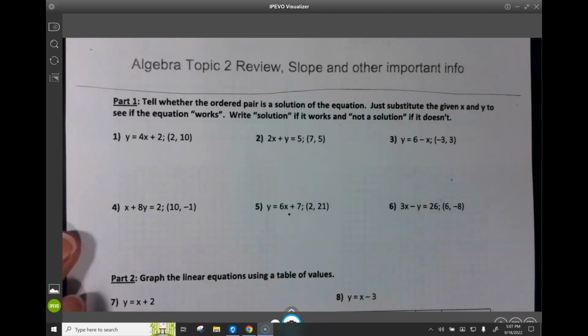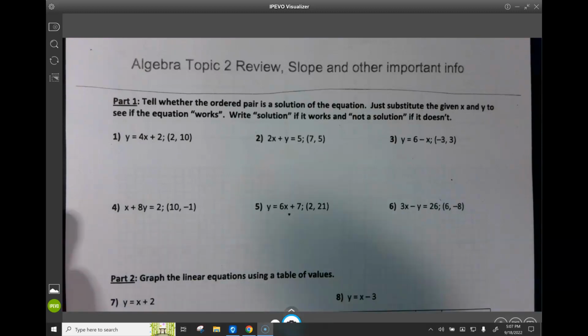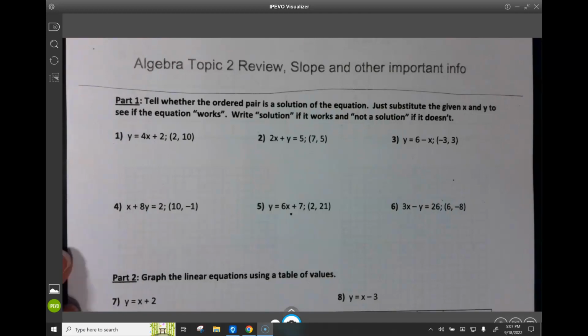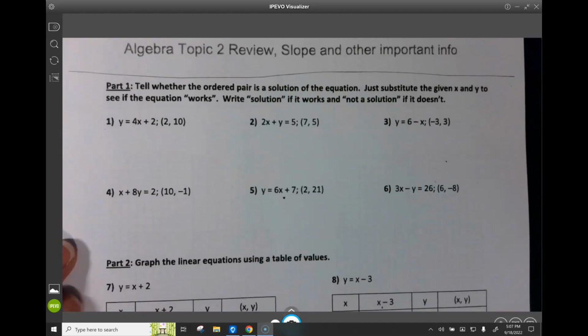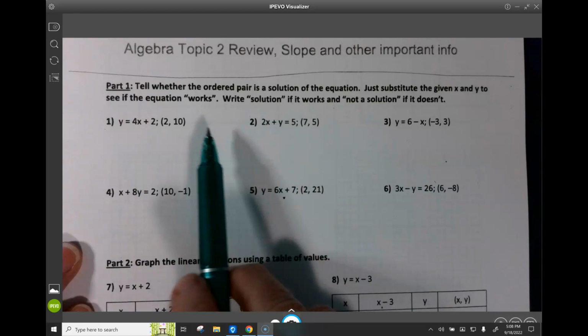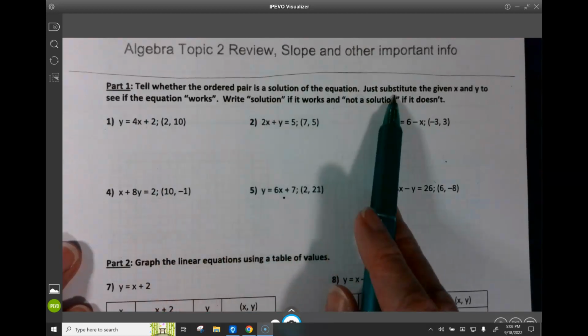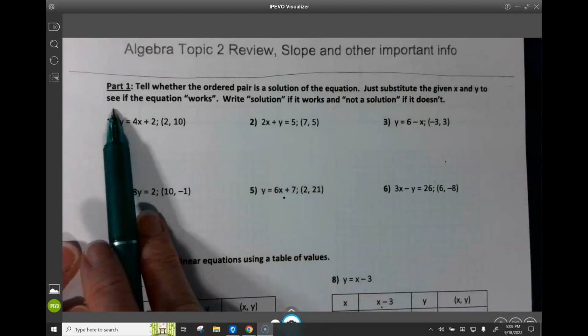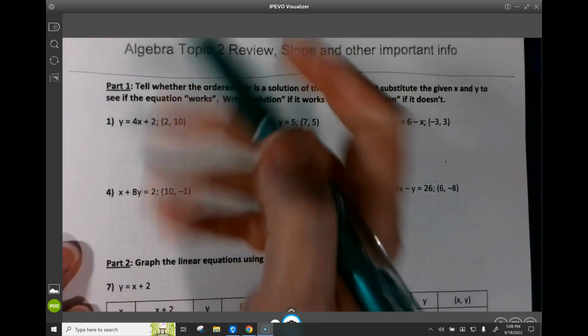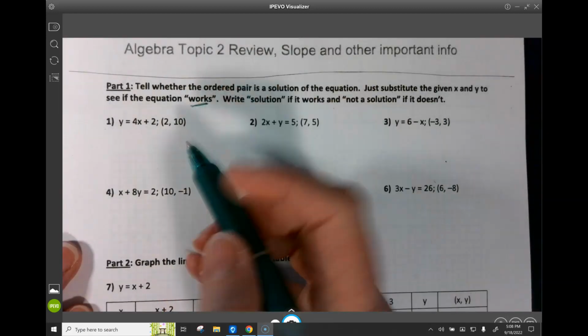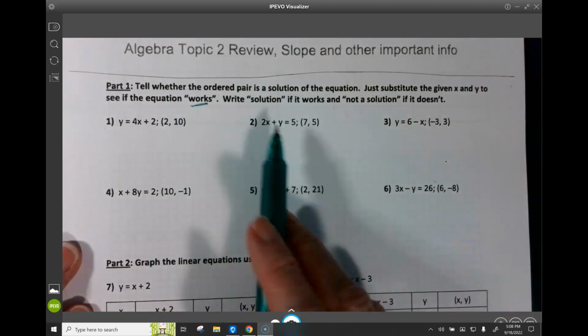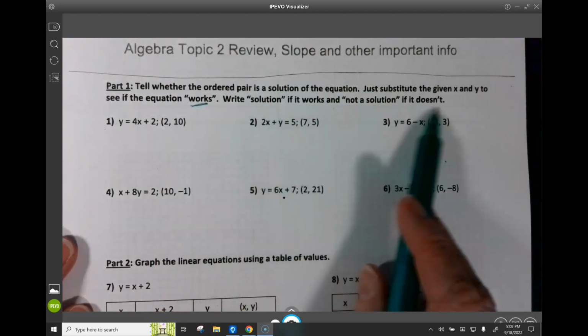So the first thing we're going to do, we're going to just make sure that we review some information and then go over some stuff that you might not have gotten previously. So we just want to make sure you're aware of it. Nothing difficult, just something maybe you haven't learned. So this part shouldn't be too difficult for you. Tell whether the ordered pair is a solution of the equation. Just substitute x and y to see if the equation works. Now when we say that it works, then it has to be the same thing on both sides of the equal sign. Write solution if it works, not solution if it doesn't.